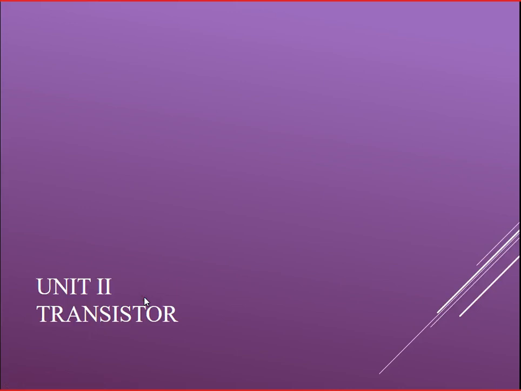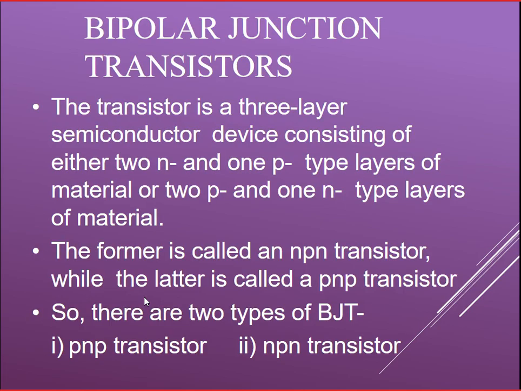So your second unit is transistors. In a transistor, the first type we are going to see is the bipolar junction transistor. Okay, so what does a bipolar junction transistor mean?